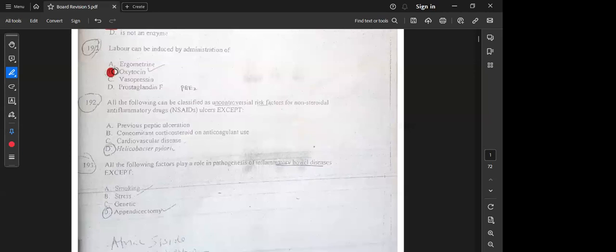NSAIDs do not cause Helicobacter pylori, but they can be a cause of cardiovascular diseases. So the answer there is just Helicobacter pylori, which is a bacteria, not from NSAIDs. So what's the question asking? What's the understanding of uncontroversial risk factors? In Google, it's saying the risk factors that are not within our control, something hereditary.